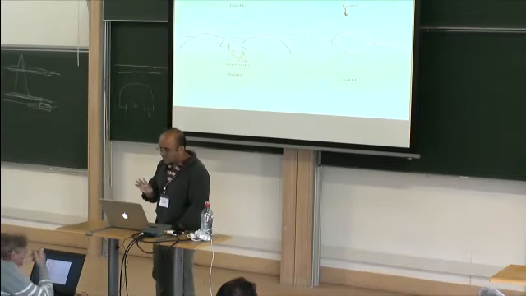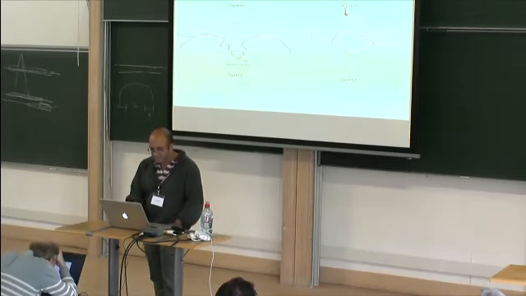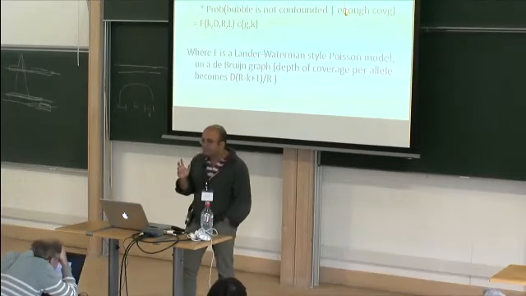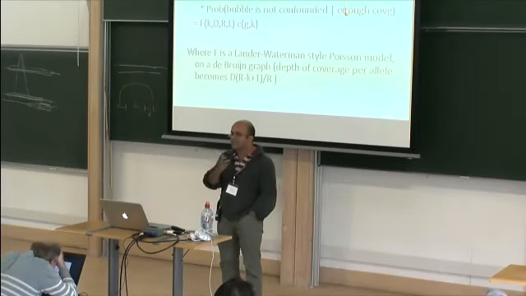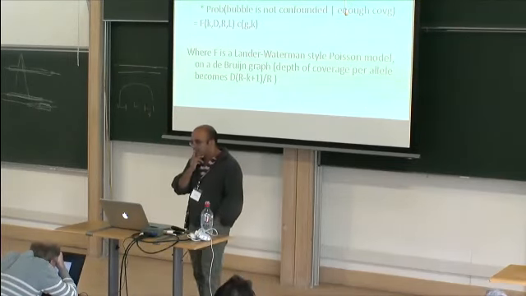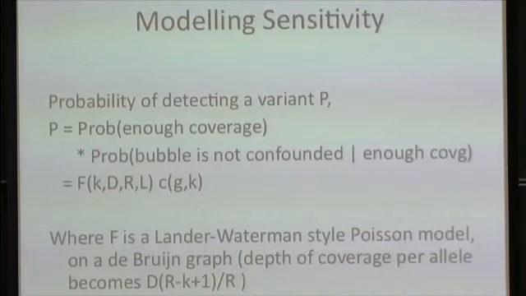Okay, so this is all a little bit hazy. Maybe we can model our sensitivity to finding variants? So the probability of detecting a variant is basically the probability that you have enough coverage, that there are reads that have been taken from that part of the molecule. It depends on the length of the variant, whether or not there are enough reads that cover it, times the probability that, conditional on having enough coverage, the bubble itself isn't confounded.